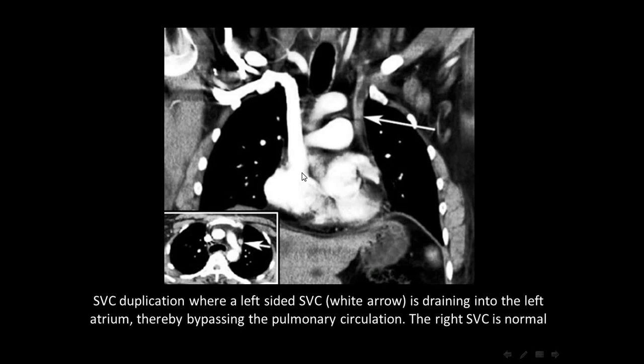True, it is. So this is a case of duplicated superior vena cava, where a left-sided superior vena cava is draining into the left atrium by bypassing the pulmonary circulation. So in this case, it's a right to left shunt, right? Yeah, because the venous blood is now coming to the left side of the heart.